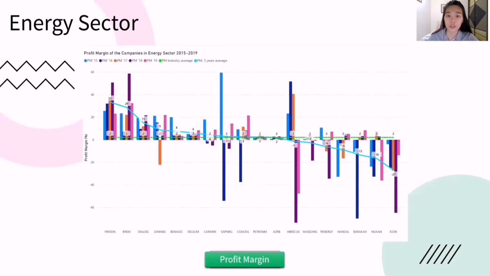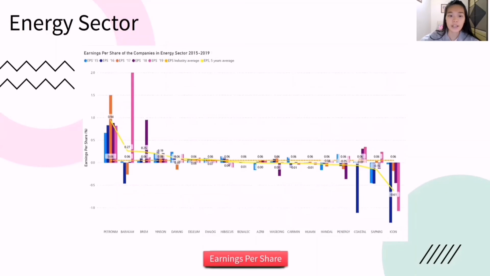Moreover, the industry average of profit margin in the energy sector is 2%. From the results shown, Brilliant and Instant have a higher profit margin among these competitors, which is 25.78% and 33.48%. In addition, the industry average of earnings per share in the sector is 0.06. From the graph shown, we can know that Petron possesses the highest earnings per share, while Icon has the lowest ratio, which means that Icon has negative earnings or it loses money.